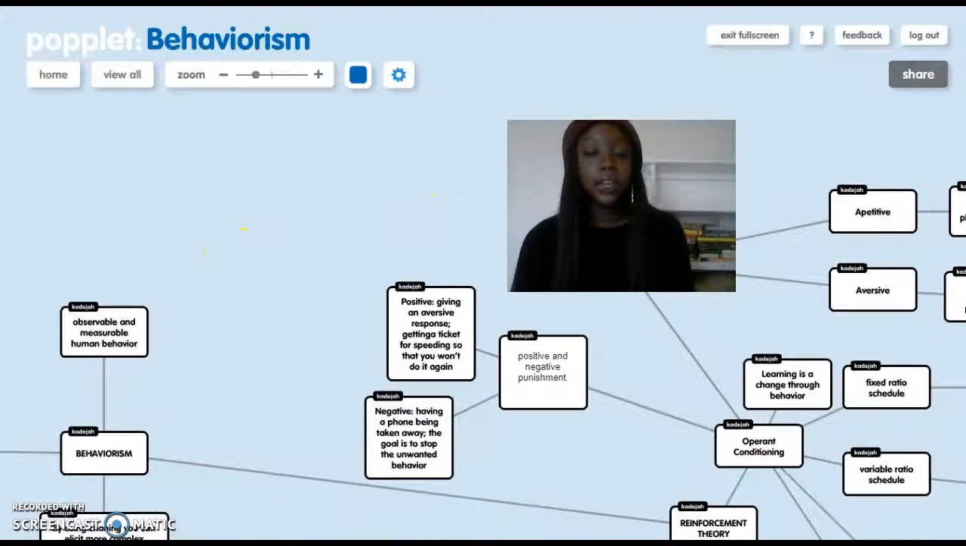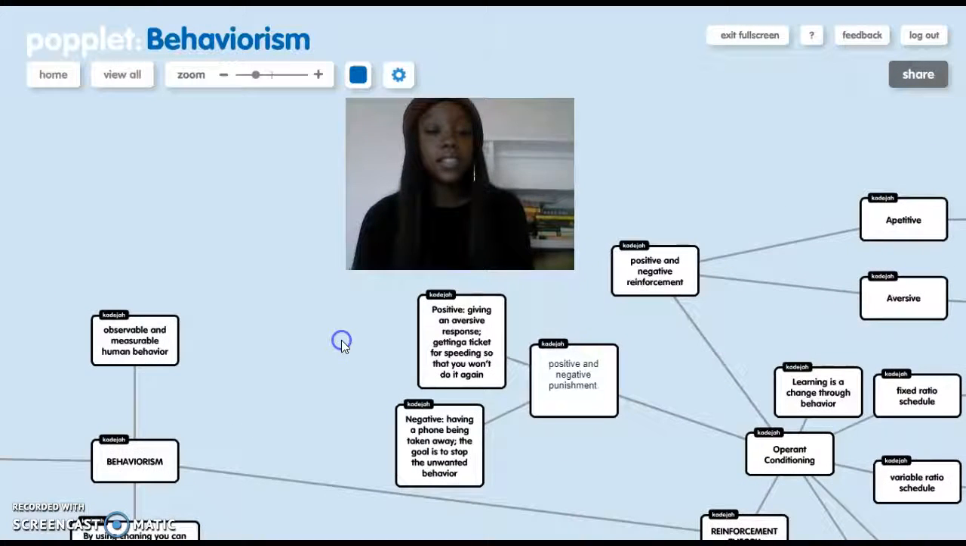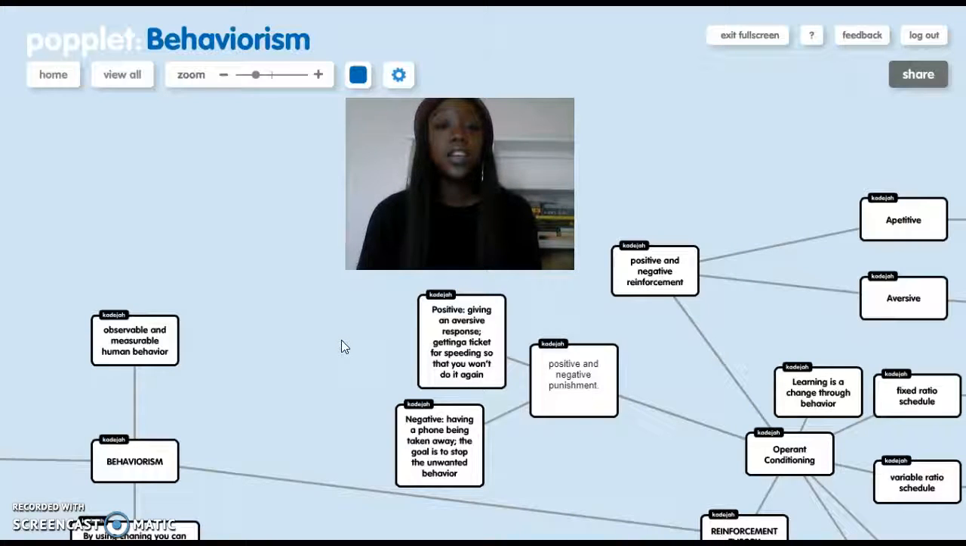So for positive and negative punishment, we have a positive that's a good response to it, or not a good response, but in this response, the action is so that you can correct it and do it right again. So if you're doing 65 in a 30 zone, you'll get a ticket so that you won't speed in that place again. So the response is not negative, but it's just to teach you and help you correct the behavior. A negative punishment would be a teenager sneaking out at night and having their phone taken away and being grounded. That is a negative punishment for a negative behavior, so that the teen will not sneak out anymore.